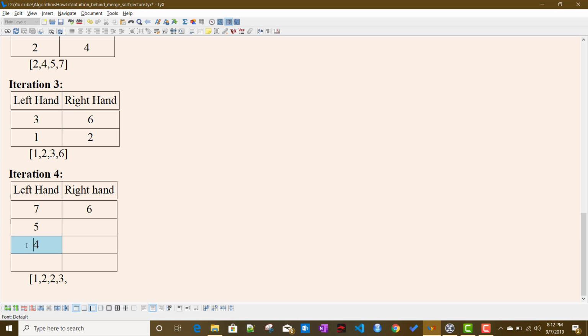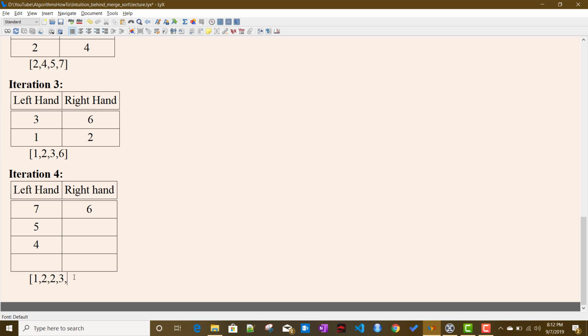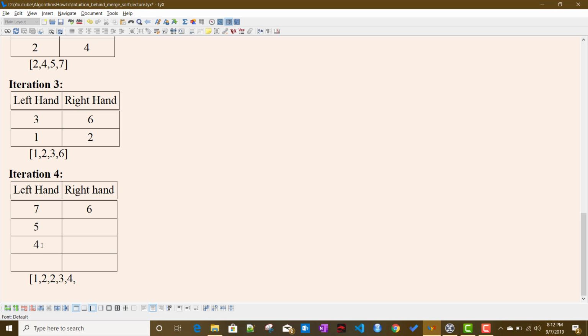In our left hand we still have 4. Okay, in our right hand we have 6, right? Which one is smaller? This guy is smaller. I will write 4 over here. Okay, so I'll remove this one.